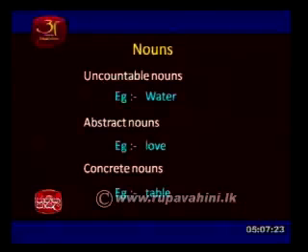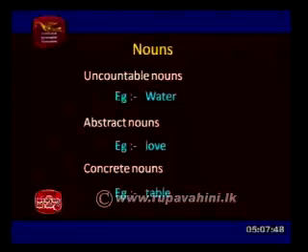Then abstract nouns. Abstract nouns, you can't touch them, you can't feel them. They are a quality or a feeling. For example, love, it's a feeling. Then concrete nouns, what you can touch and feel.